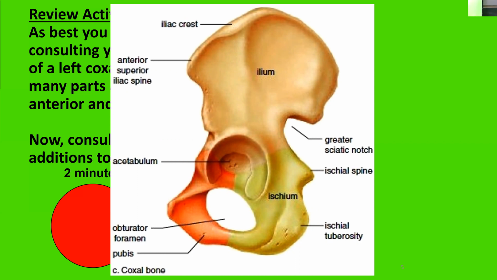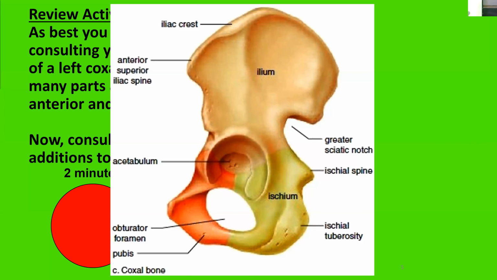We have the obturator foramen. This is the big hole here. And remember, that is formed by a combination of the ischium, the inferior and posterior part of the coxal bone, and the pubis, which is the inferior and anterior part of the coxal bone.